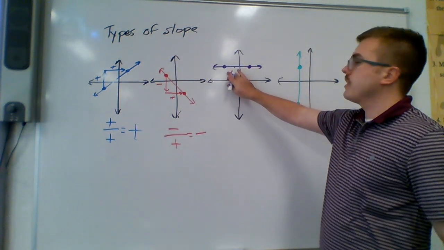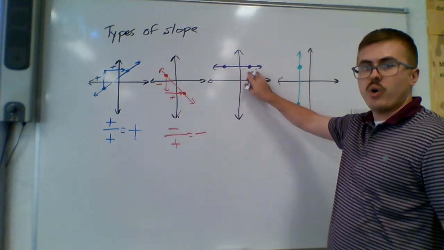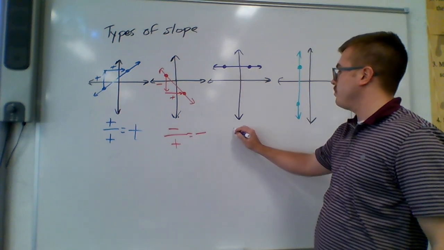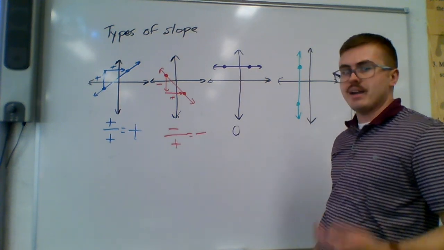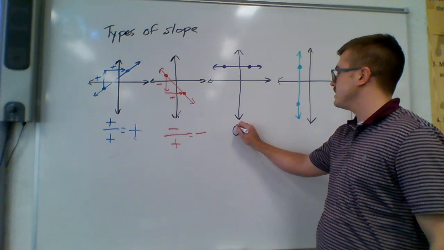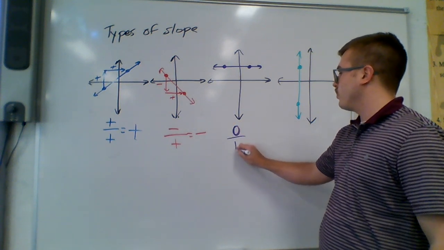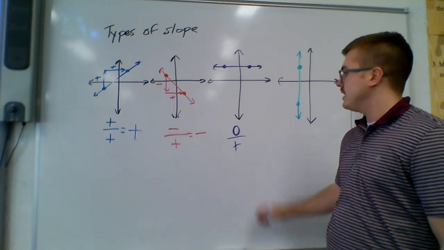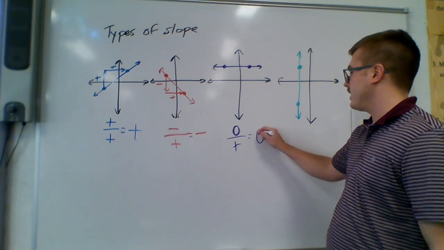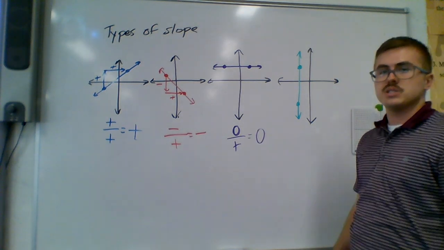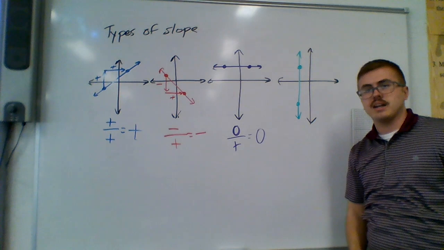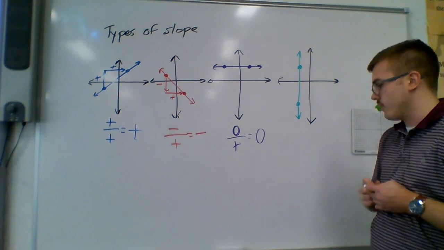Over here, if I'm moving straight across, that means my rise is 0. I never go up or down. So my rise is 0. My run is going to be positive. 0 divided by anything is going to be 0. So any horizontal line is going to have a slope of 0.